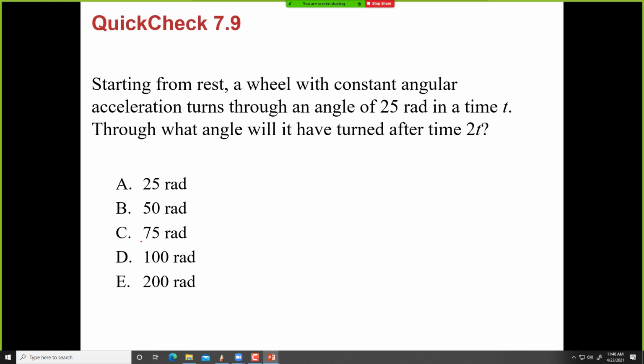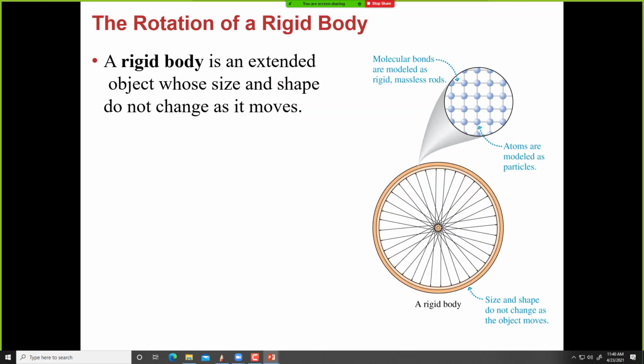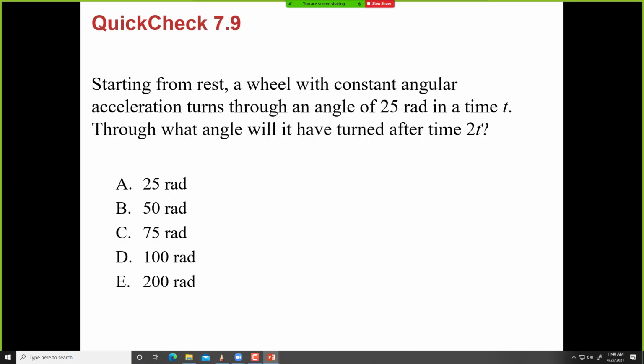Okay, let's look at this question. Starting from rest, a wheel with constant angular acceleration turns through an angle of 25 radian in a time t. Through what angle will it have turned after time 2t? So you think it's doubled? It's constant angular acceleration, yeah.